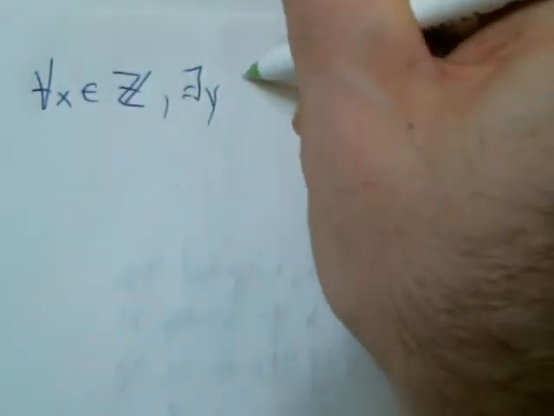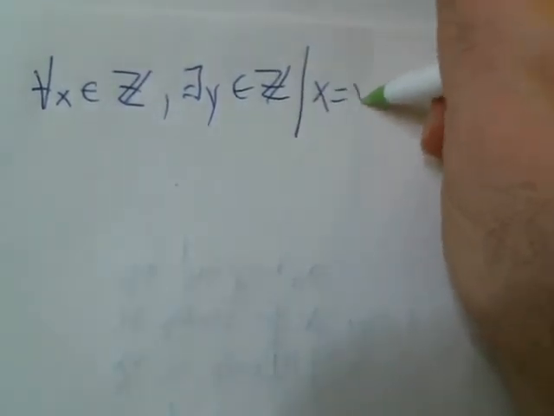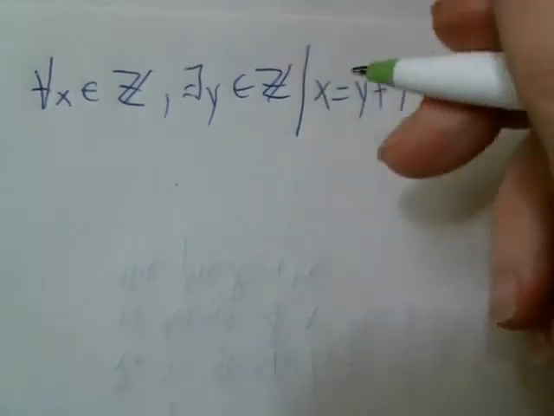So for all x in the integers, there exists a y in the integers such that x equals y plus 1. Okay, so this is actually number 41, part B.